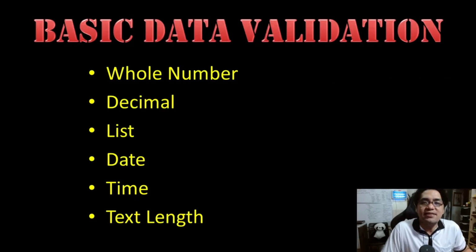So what are the basic data validation restrictions that you can do on cells? First, you can restrict cells to just whole numbers, to just decimals. You can restrict cells to lists or simple dates or simple times, or you can even restrict text lengths.